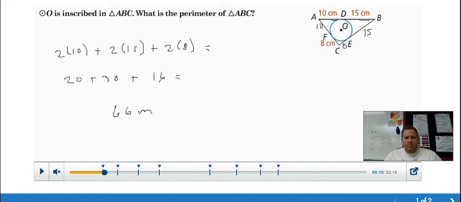And again, we're talking about perimeter, so it's just going to be labeled, that was terrible, centimeters. Let's fix that right there. Centimeters. 66 centimeters.